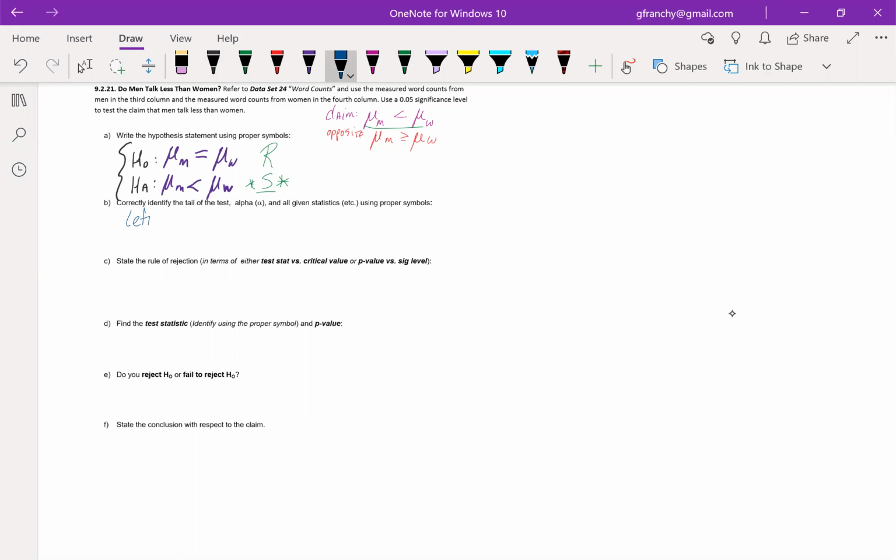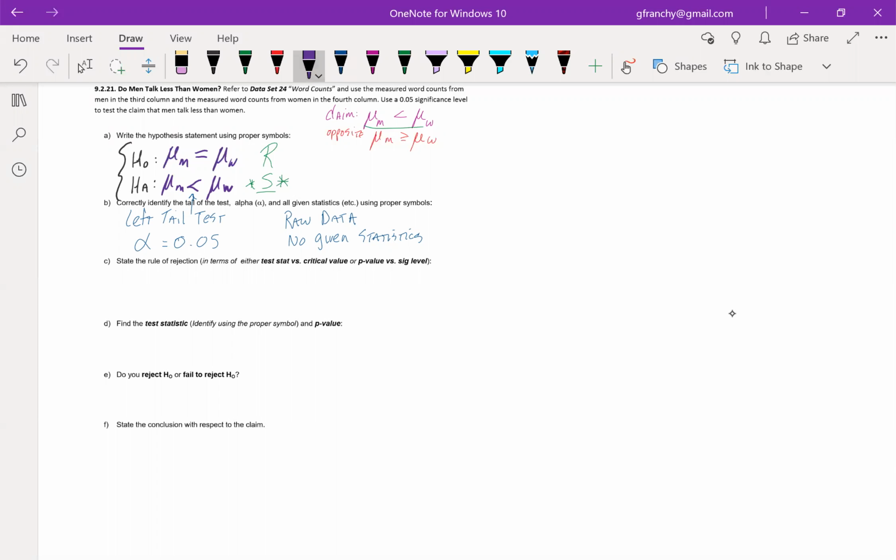So this is a left tail test because the inequality in the alternate is pointing to the left. Our significance level, alpha, is 0.05. And we're working with raw data here, so there are no given statistics. The reason we normally identify the given statistics is that's what we're going to enter into StatDisk, unless we actually have raw data to work with. We do, so we don't have to worry about that.